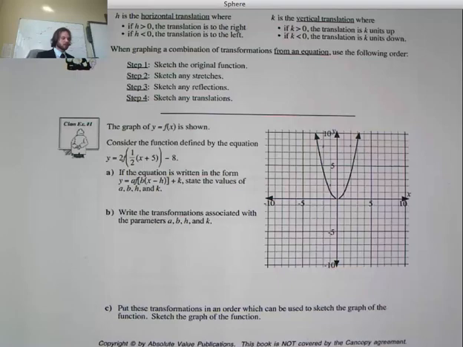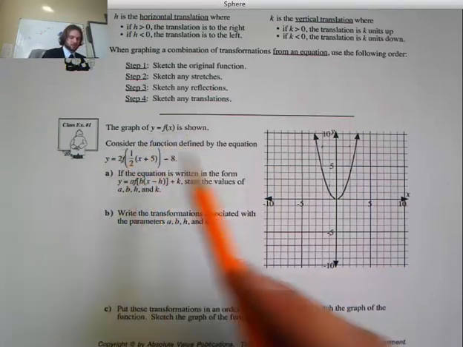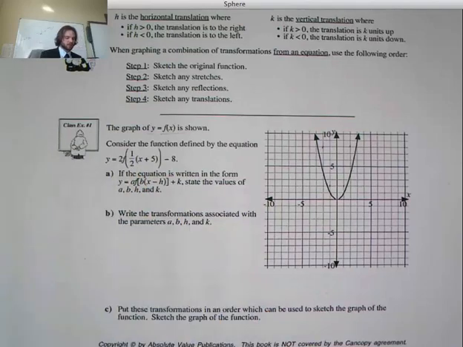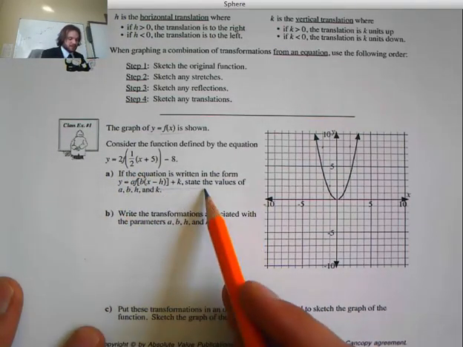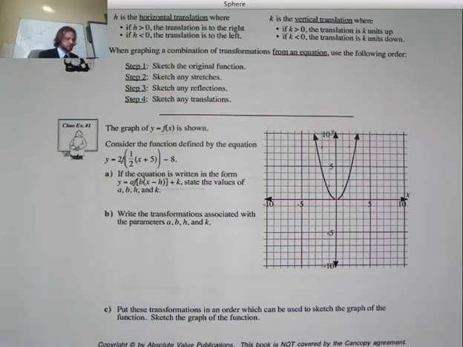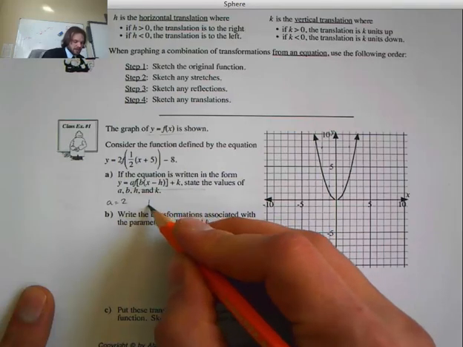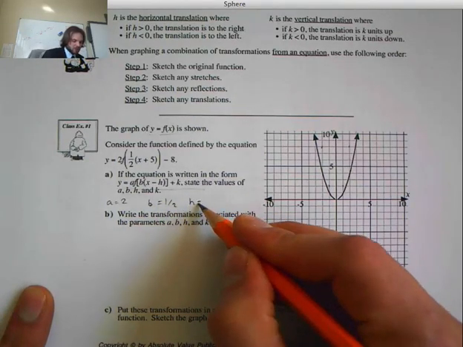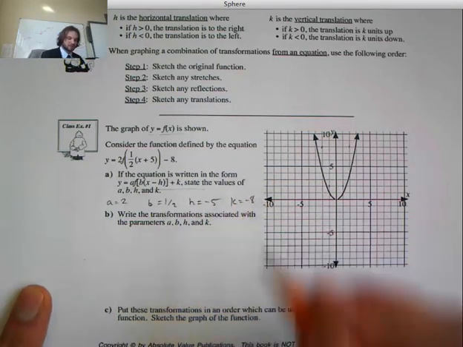All right, now, let's take a look at our very first example. The graph of y is equal to f of x is shown right there. Now consider the function defined by the equation. If the equation is written in this form, state the values of a, b, h, and k. Well, a is equal to 2. b is equal to 1 over 2. h is equal to negative 5. And k is equal to negative 8.